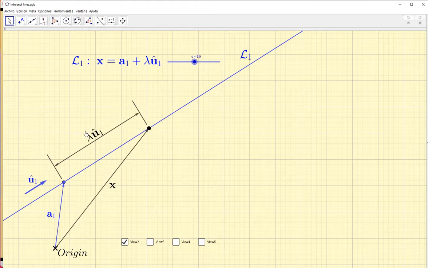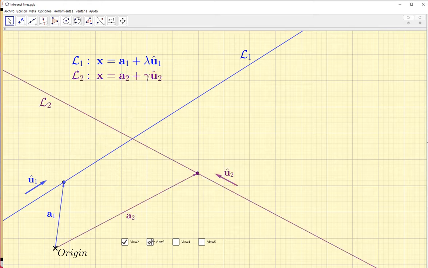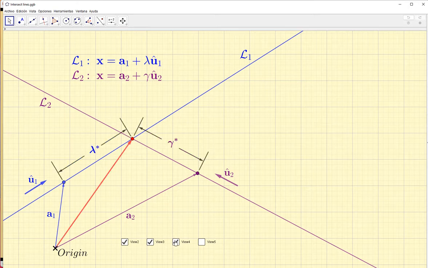And importantly, lambda is a scalar. And I emphasize it here because it will be useful to us in determining whether lines are skewed. Of course, we can also formulate a second line by the same means. In this case, any point on this line is the sum of this vector plus some scalar multiple of this direction vector. And what we're interested in finding out is where these two lines intersect.